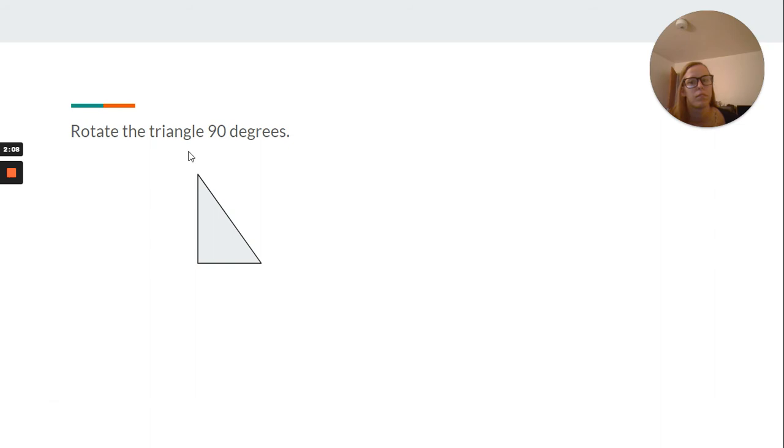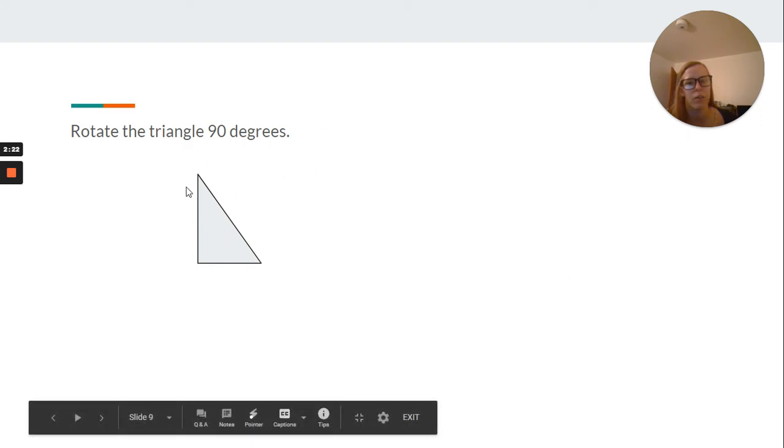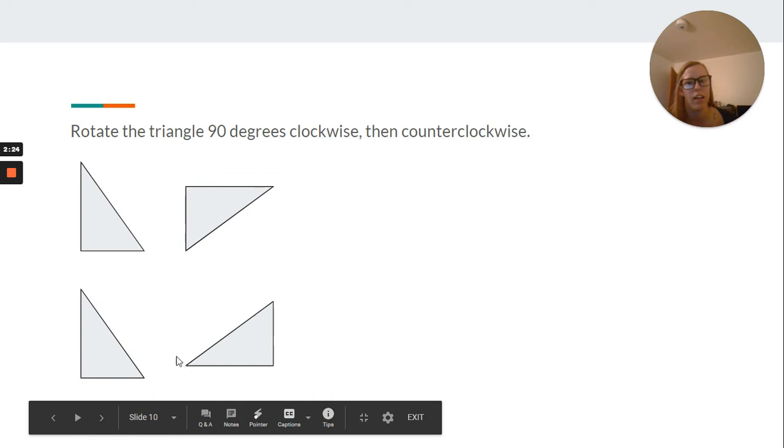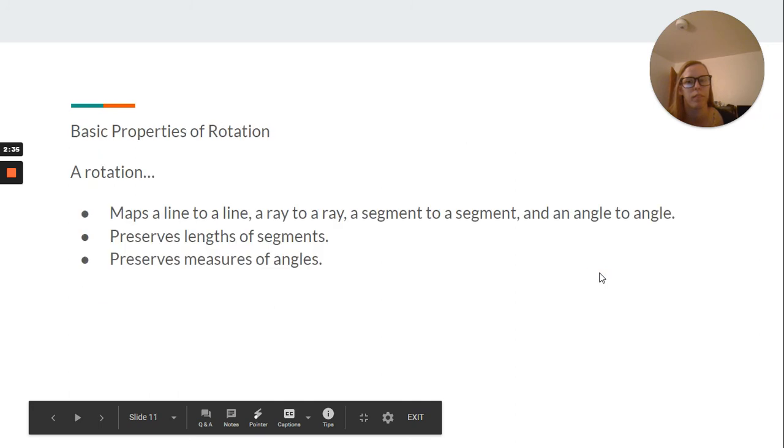So we're going to rotate the triangle 90 degrees. And we're actually going to rotate it both clockwise and counterclockwise. So clockwise, the clock goes this way, so we're going to rotate it that way, there. Counterclockwise, it would look like this. So those two are almost opposite. Even though we started with the same starting shape, same direction, our finished products look different.